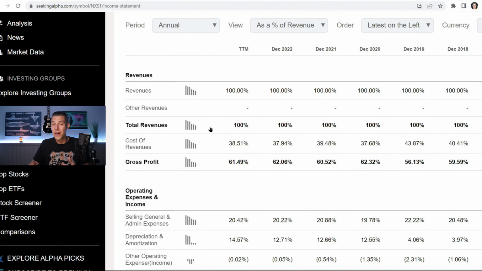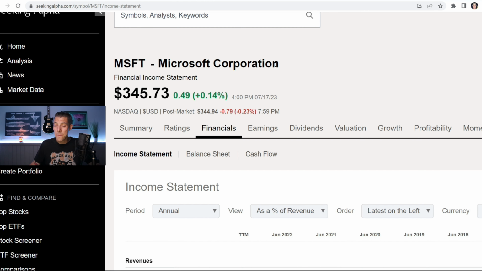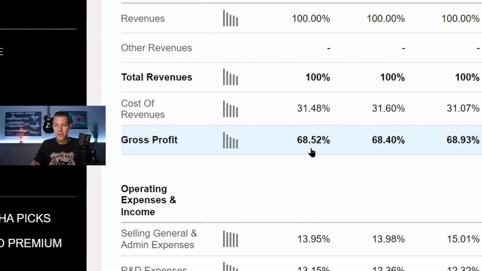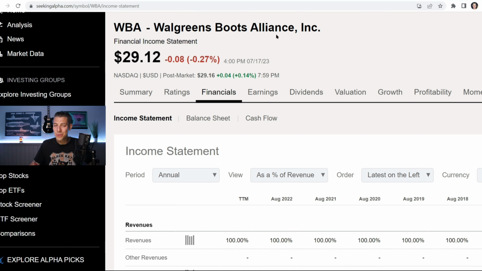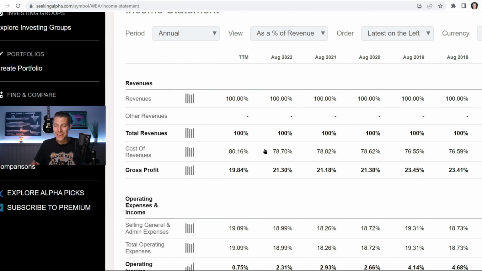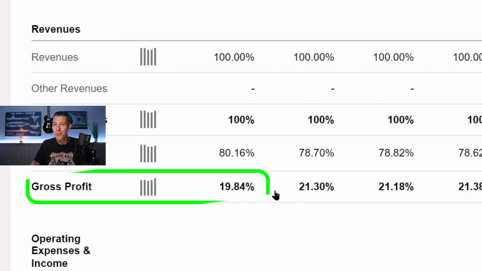And as a rule of thumb, a really good company has 40% or better, where we see Microsoft has a gross profit of 68.5%, but a company like Walgreens Boots Alliance, ticker WBA, is down there at 19.84%. So that tells us that they are in a bit of a highly competitive environment.